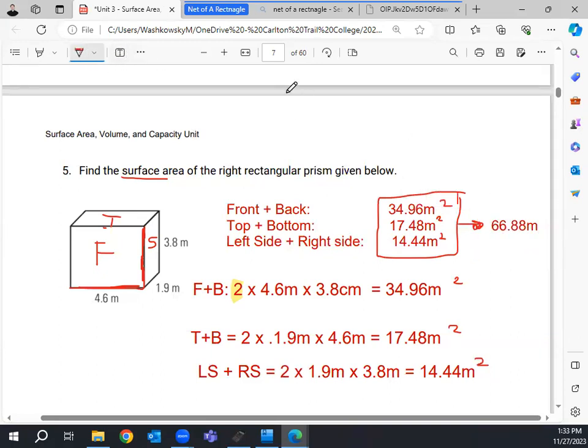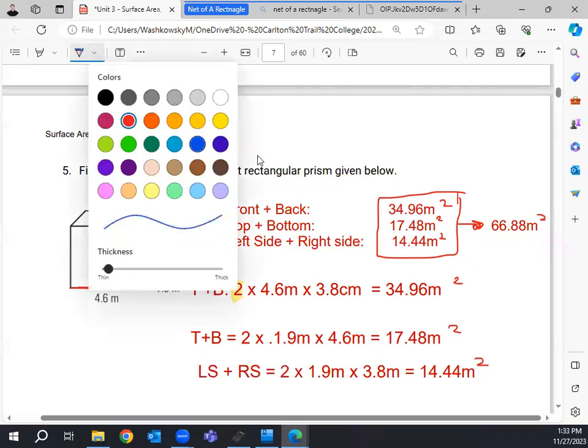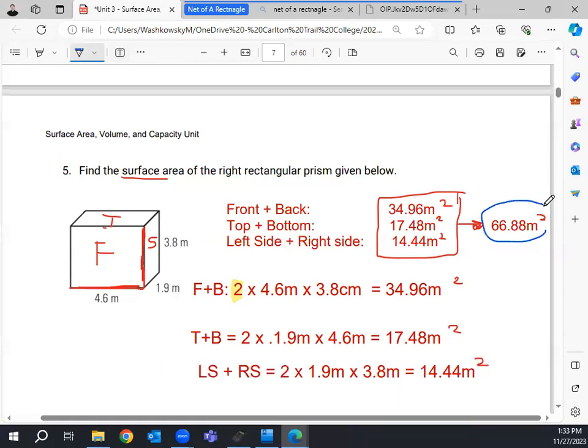Ooh, yeah, 88 meters squared. It is my final answer. I'm going to circle it. So all I did was add these 3 numbers up to get that.